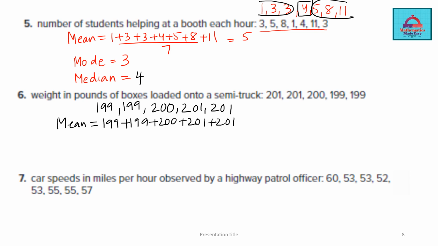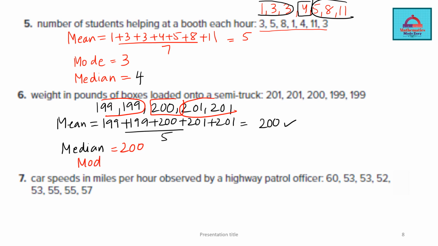So on simplification, doing the calculation, this comes out to be 200 as the mean. Then we go on to median. Median is the middle term, you all know, and there is a unique middle term. This is the lower half, this is the upper half, so the middle is the center, which is 200.